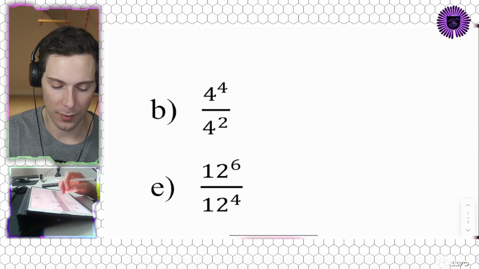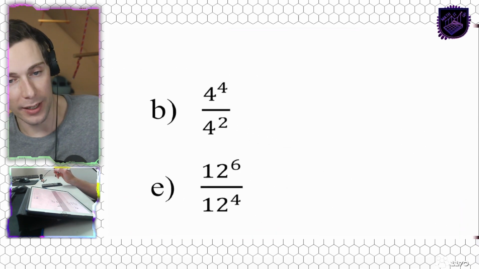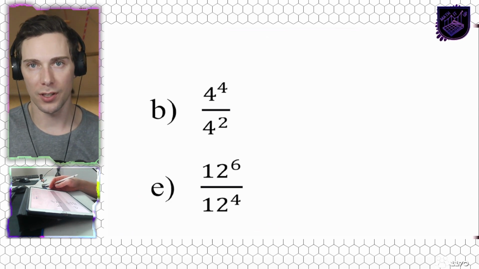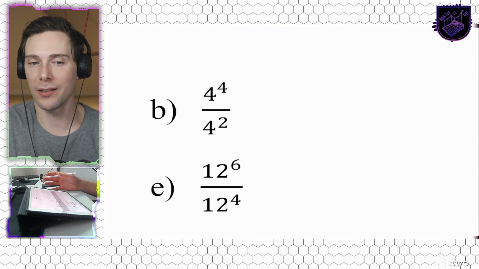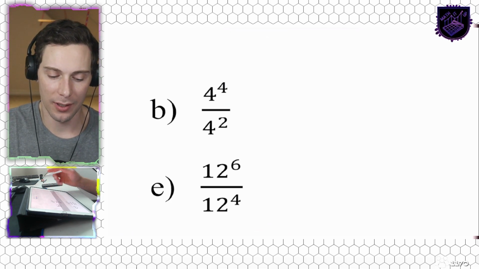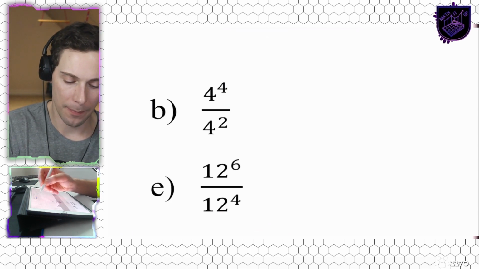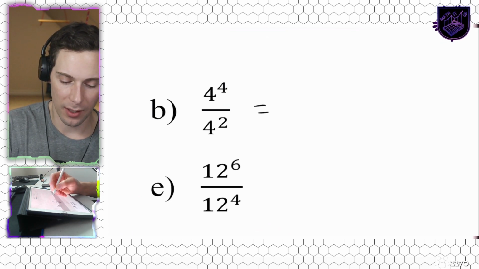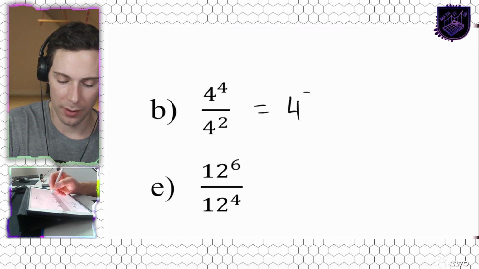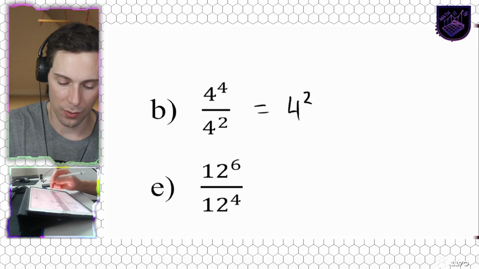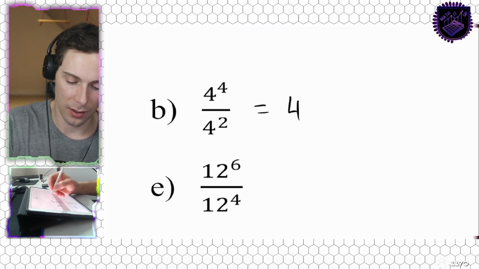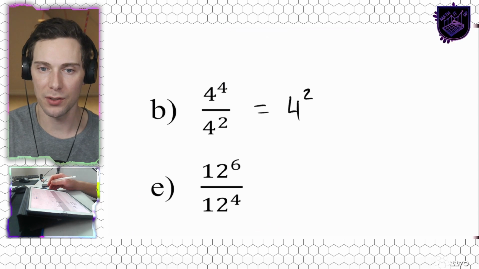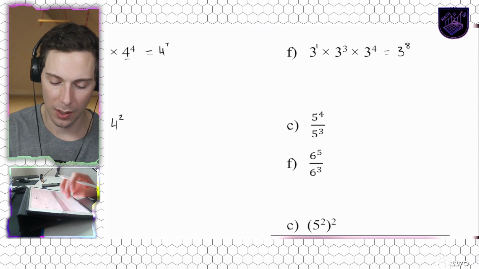2b, 4 to the power of 4 divided by 4 to the power of 2. Now, I'm sure your teacher has gone over how you could expand on this and cancel out. But again, we just simply subtract the exponents from one another, giving us an answer of 4 to the power of 2. Right? 4 minus 2 is 2. 4 to the power of 2.